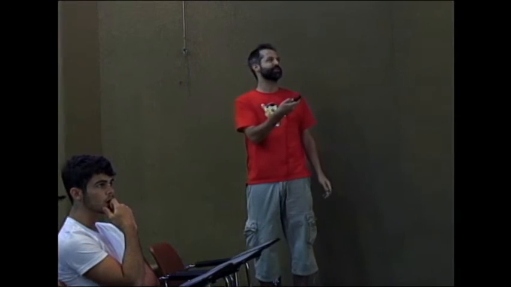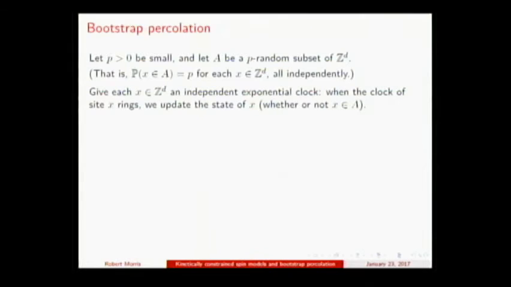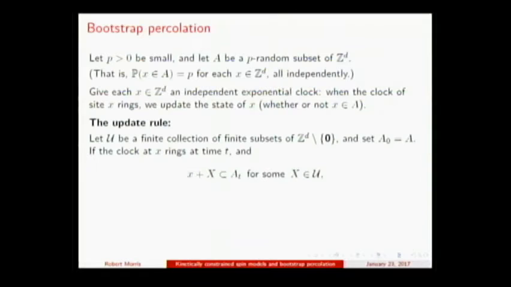Okay, so let me just do it. Once again, p is small. We take a p-random subset; you infect each guy with probability p independently. Everyone has an exponential clock. When the clock rings, you update the state. What's the update rule? Well, this part's just the same. When your clock rings, you look at your neighborhood. If one of the sets X shifted by U is all infected, then you become infected. So the same thing, except once you're infected, you stay infected.